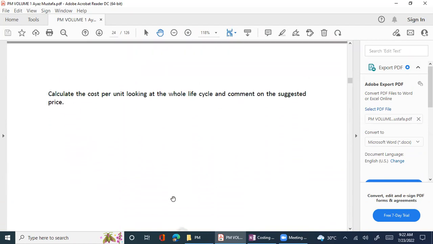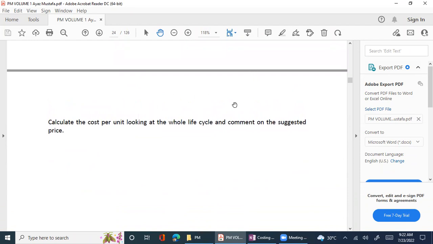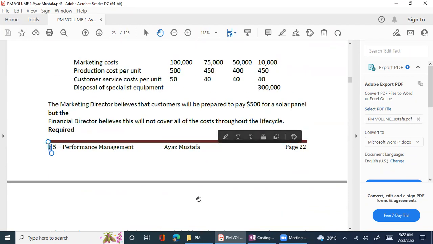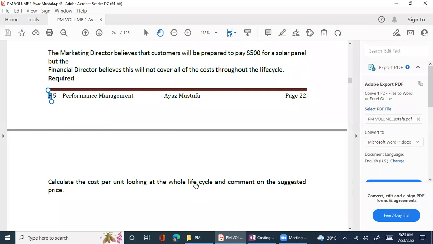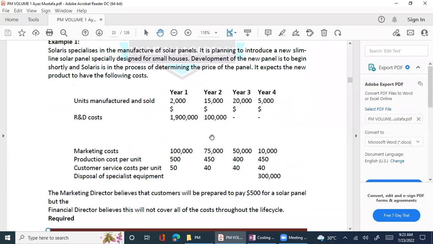Calculate the cost per unit looking at the whole life cycle and comment on the suggested price. So there are two requirements. One is the calculation of the life cycle cost per unit, and other one is the commentary. So we need to comment as well because the examiner will place some marks for the comments, might be 1 mark or 2 marks. So let's solve it.